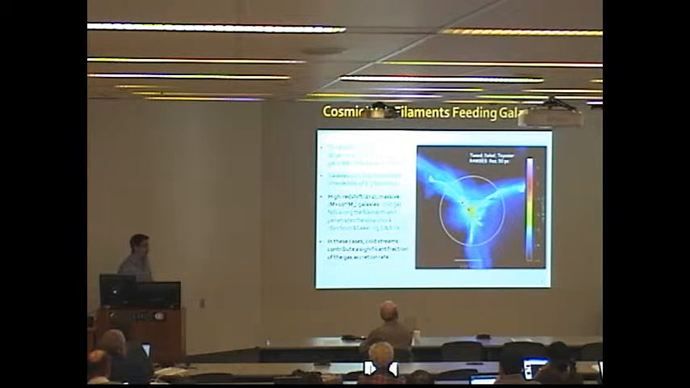But penetrating into that virial shock, we have cold flows. These three streams here, the color map is gas density. And so these streams penetrate well into the virial radius and contribute a large part of the gas accretion rate.